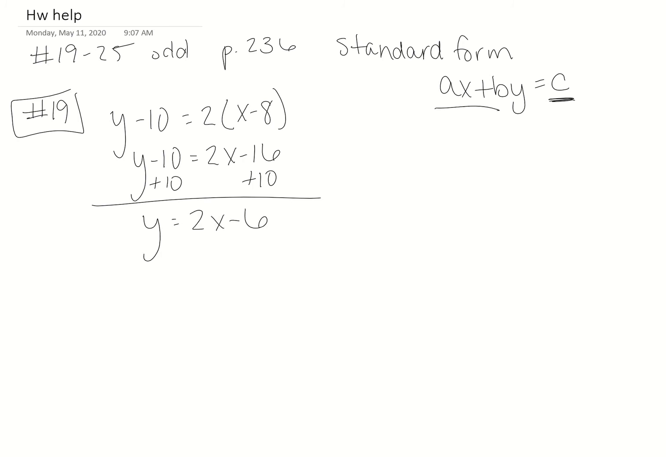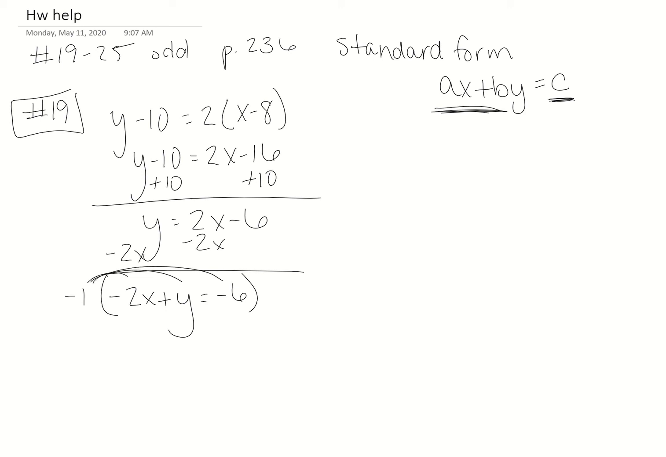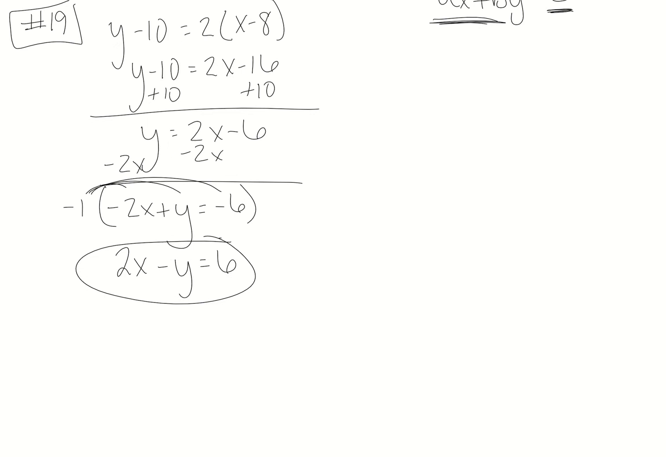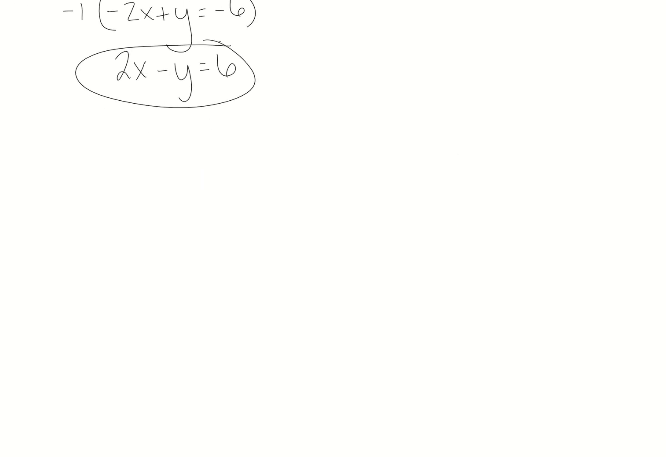Now again, I'm trying to get it into this form, so I need to move my 2x over. And that gives me negative 2x plus y equals negative 6. And because your a term has to be positive, I'm going to multiply this entire thing by negative 1. And when I multiply everything by negative 1, I get positive 2x minus y equals positive 6. That is your answer for number 19. Number 21.